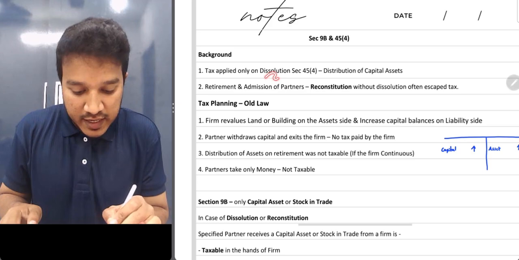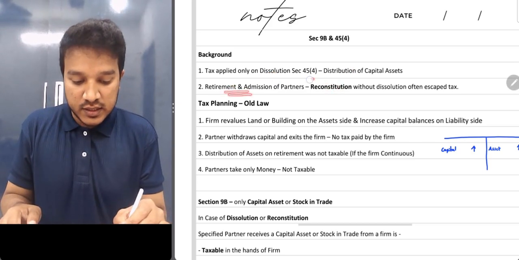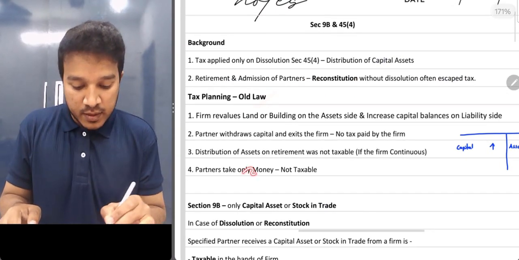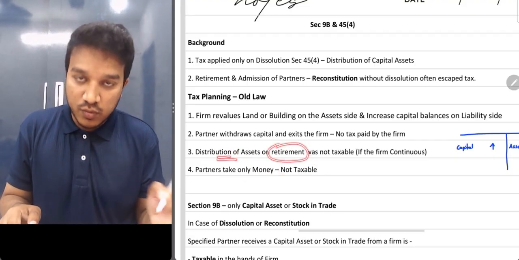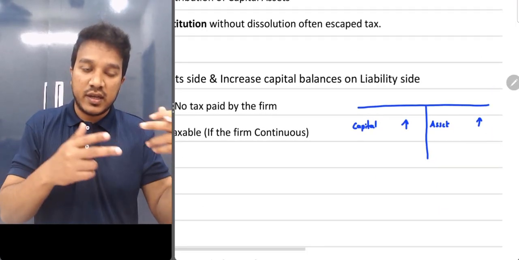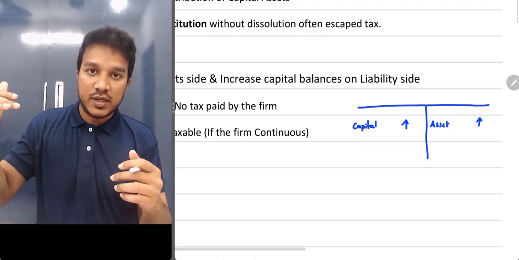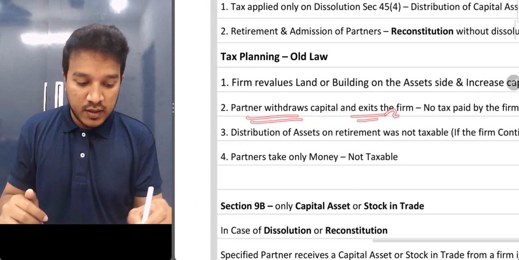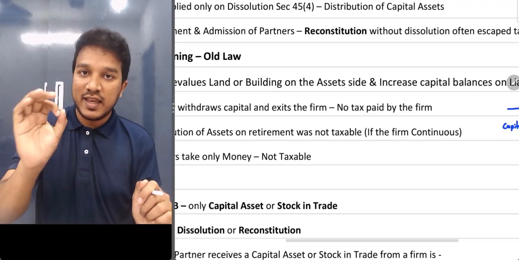Tax was applied only in case of dissolution under section 45(4), and in retirement and admission of partners, that is in case of reconstitution, people often escaped tax. There was a lot of tax planning. Partners took only money, which was not taxable. Distribution of assets at the time of retirement was not taxable either. They used to revalue their assets upward, and then credit the capital balances of the partners. Then one partner used to withdraw the capital and exit the firm, and again no tax was paid. These kinds of loopholes were there, and the government said this cannot continue anymore, and introduced section 9B.